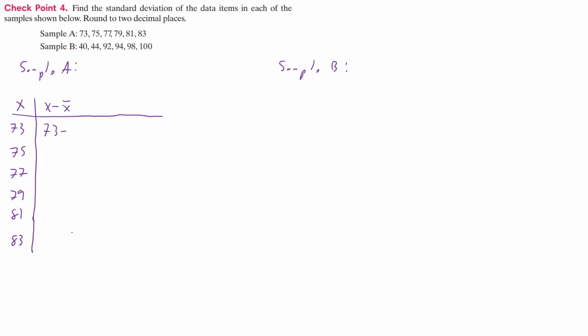Now that means we have to find X bar. So what we're going to do is we're going to take all of these. So we have 1, 2, 3, 4, 5, 6. So we're going to take all those, add them together, and then divide by 6. So let's go do that.